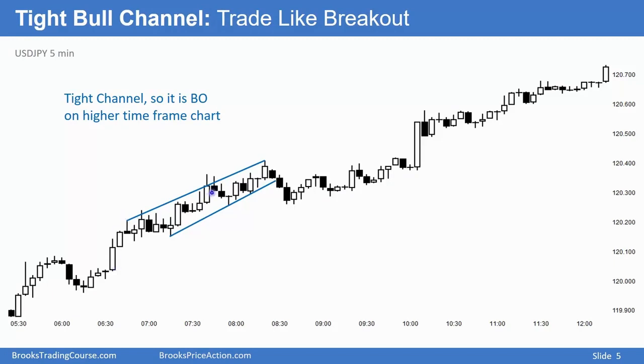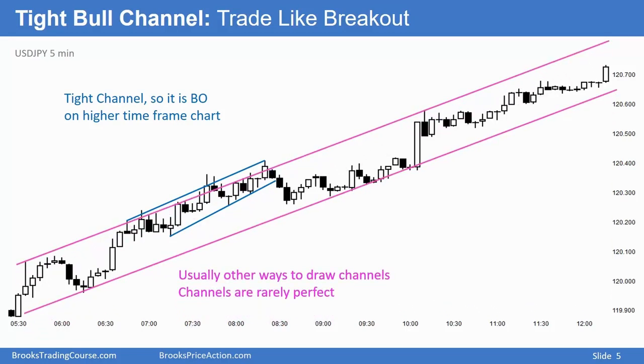Bull breakout, a channel. We have pullbacks, we have some bear bars, but the pullbacks only last a bar or so and they do not fall very far. And on a higher time frame chart, it's a breakout. Many ways to draw the channel. This is one way. And you could also draw it like that. And the channels, they're never perfect. They're rarely perfect. Doesn't matter.